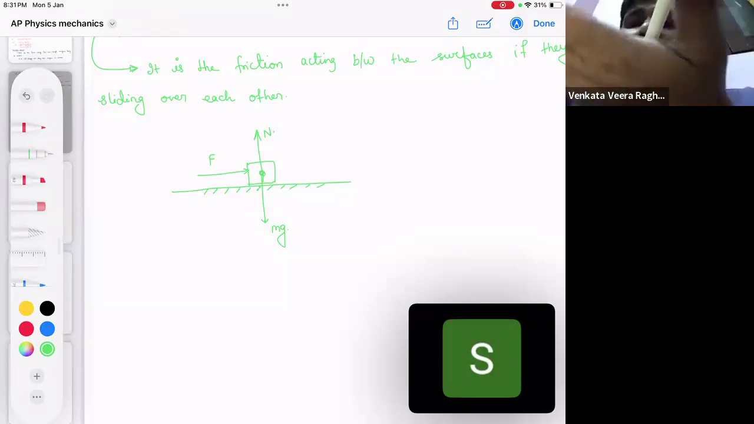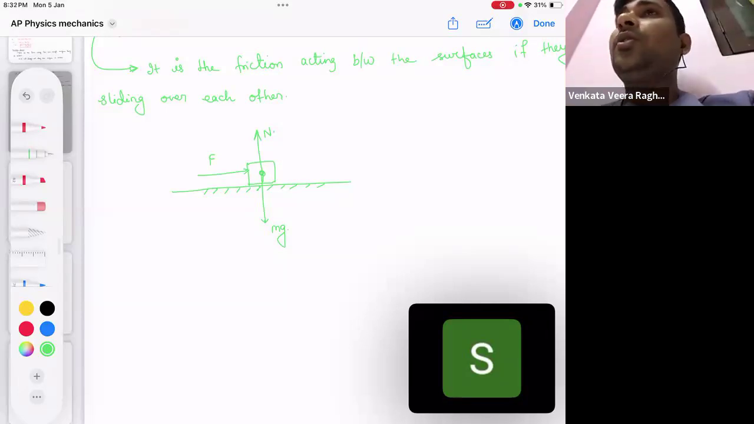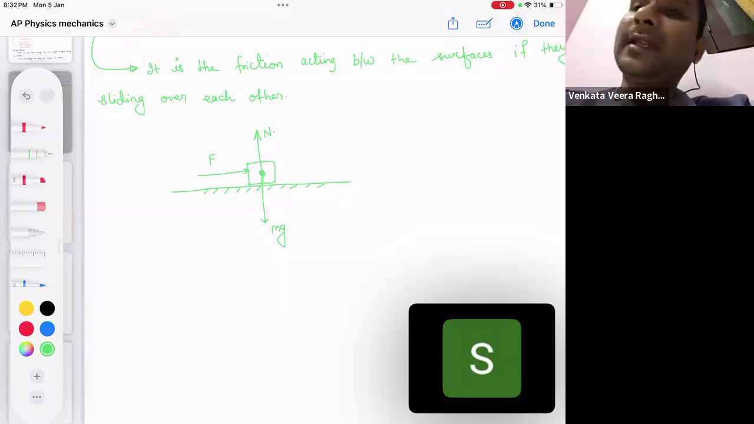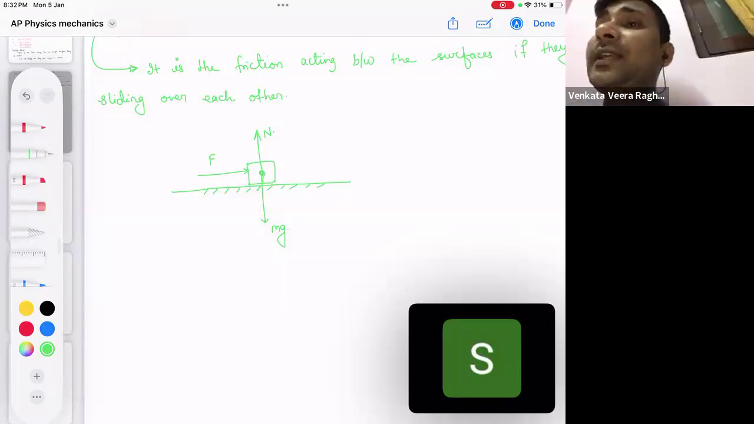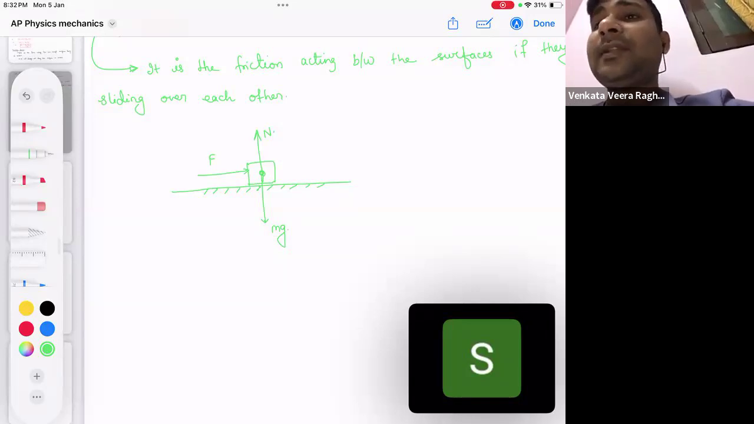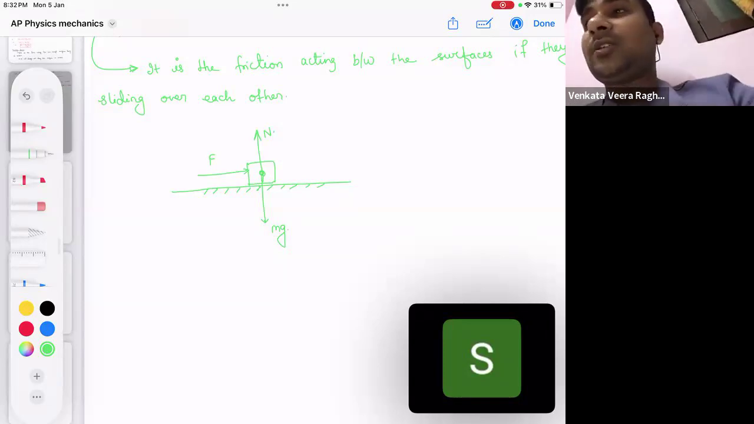Just think like this. To keep the pen here, I applied a very small amount of force. It did not slide. Understood? So what happened there? Initially, when I applied a small amount of force, the static friction was able to resist the motion, or you can say able to stop the motion. But when I increased the force, what happened? The external force exceeded the maximum static friction. So from that moment onward, the block started sliding over the surface.